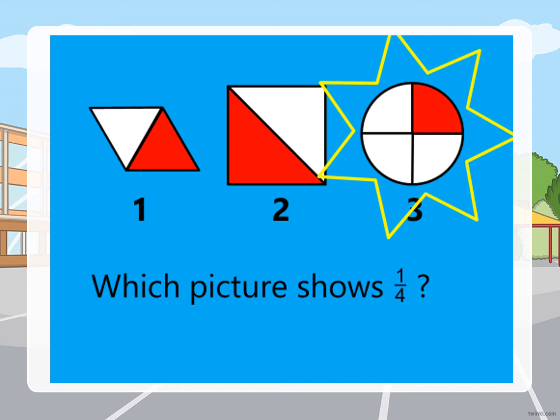Did you get it right? Let's have a look at it together. In picture 1, how many parts are there? 1, 2. There's 2 parts in that, so it can't be that one. Picture 2, how many parts? 1, 2. Again, it can't be that one. How many parts are there in question 3? 1, 2, 3, 4. So we know that picture has been split into quarters. Let's see if only 1/4 is coloured in. Yes, 1 out of the 4 is coloured red. Therefore, picture 3 shows us 1/4.